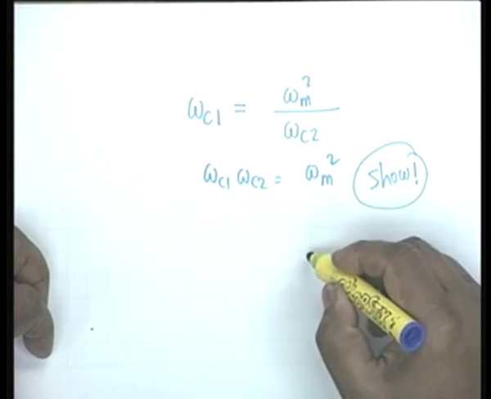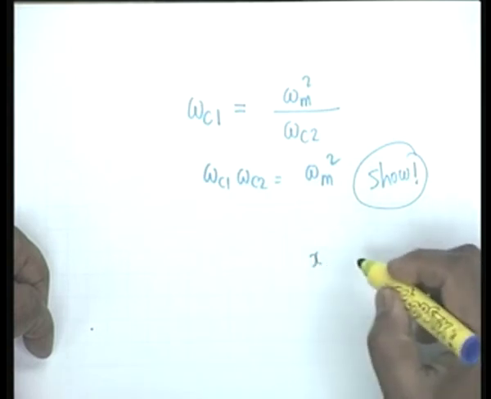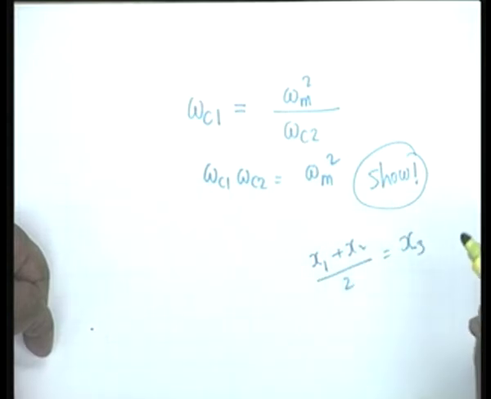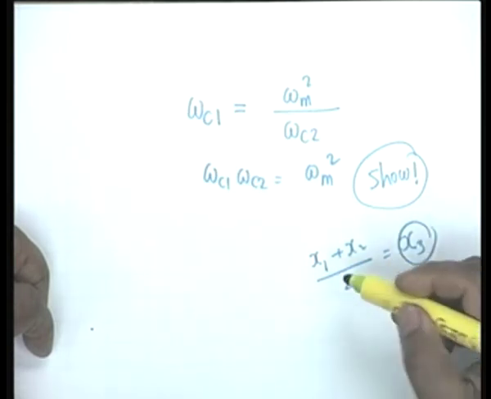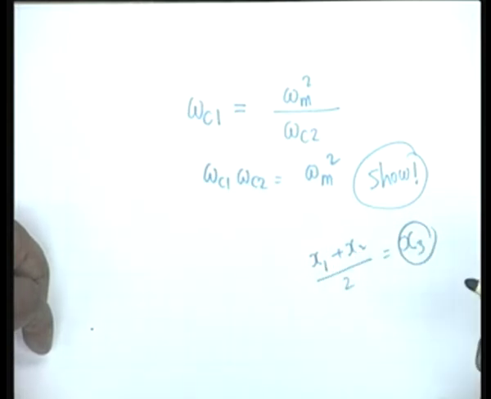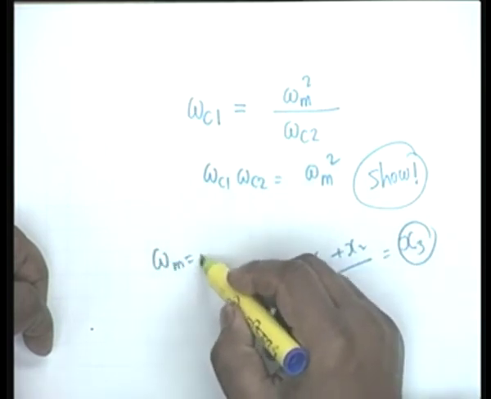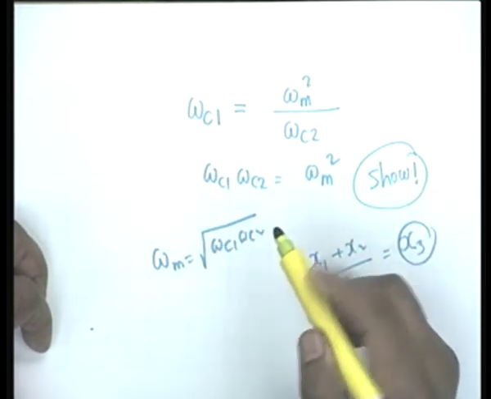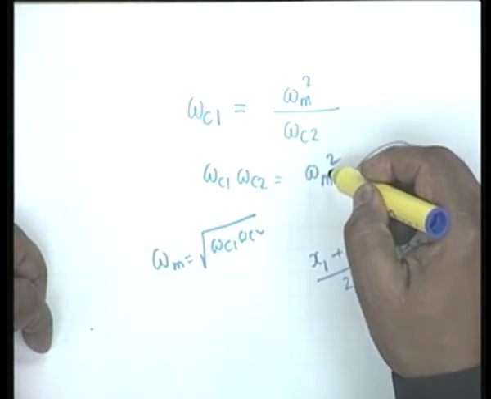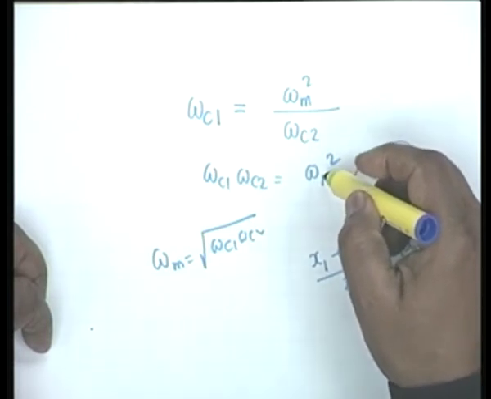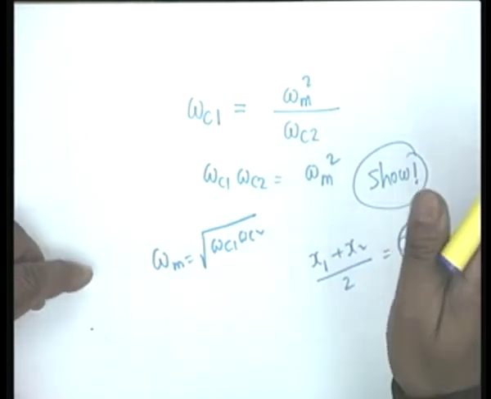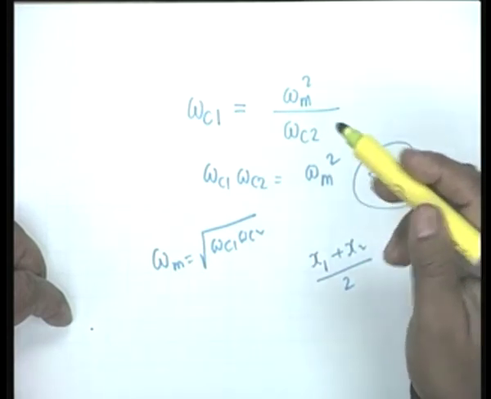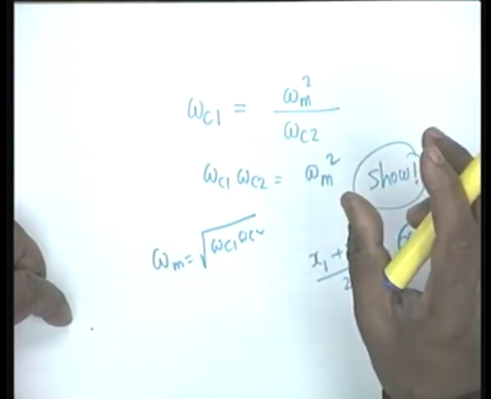You see, if I have let us say x1 plus x2 divided by 2 equals to some x3, then I say x3 is the arithmetic mean of x1 and x2. On the other hand, if I have omega m as square root of omega c1 omega c2, then I say omega m is the geometric mean. Okay? So omega m, the frequency of maximum, is geometrically symmetrical about the two half power points. In fact, it can be shown that the complete response is also geometrically symmetrical.